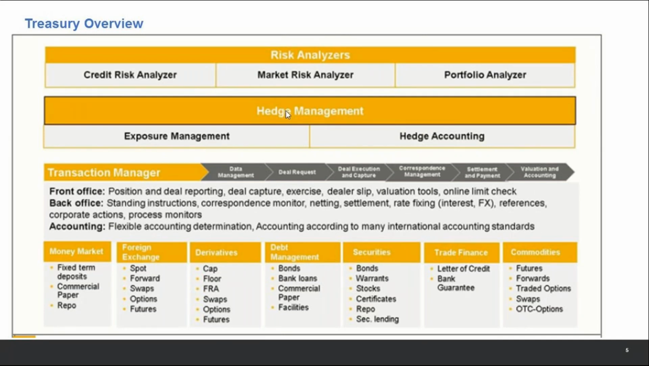So basically, your money market covers fixed term deposits, commercial papers. Your foreign exchange covers your spot, forward, swaps, options, futures. Derivatives also covers most of the options, cap, floor, swaps, or interest rate swaps, currency rate swaps. These are covered under derivatives.